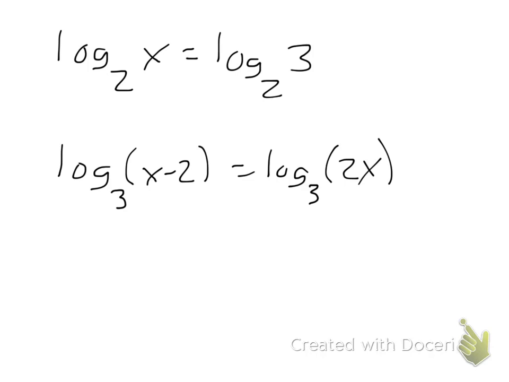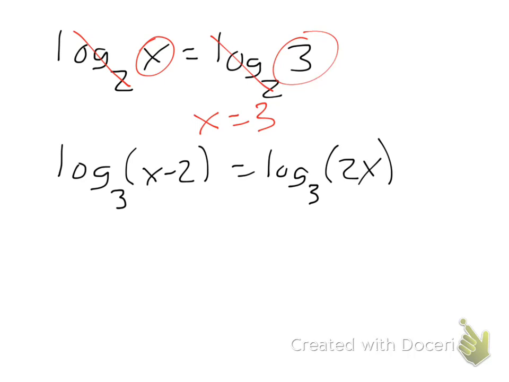So let's take a look. I have two separate equations, and I have two of them that are fairly easy. First one up is log base 2 of x equals log base 2 of 3. Because the bases of these logs are the same, I can ignore them. I can just get rid of them and say x equals 3. What's inside this log is equal to what's inside that log, and it happens to solve. You got x equals 3.